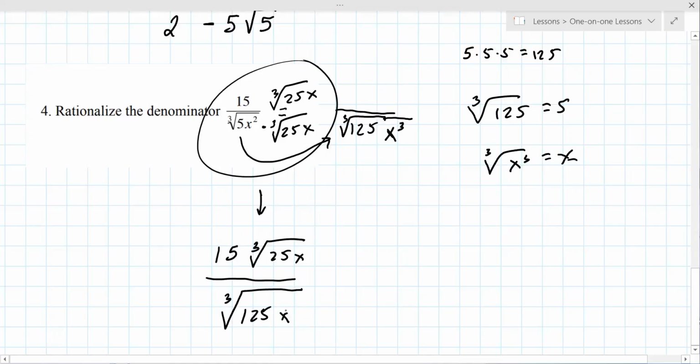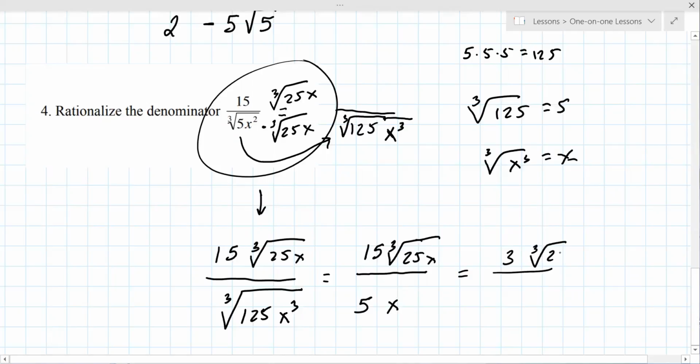X squared times x is x cubed. And then the bottom works out nicely. You get cube root of 125 is 5. The cube root of x cubed is x. And you just rewrite the top. Last thing that you can do is 15 and 5 go into each other, makes 3 cube root 25x over x. Is that okay? Yeah, I got it.